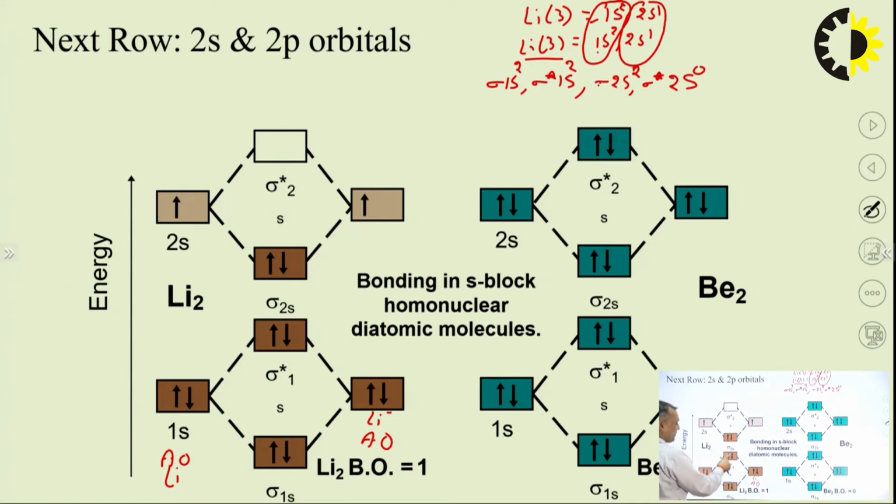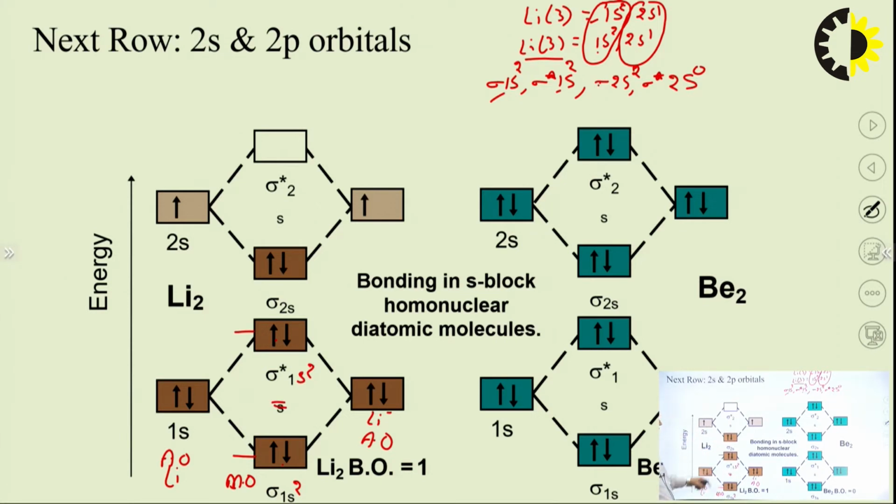They overlap with each other and form a bonding and an anti-bonding molecular orbital, each having 2 electrons. These are called molecular orbitals, which are basically sigma 1s2 and sigma star 1s2.